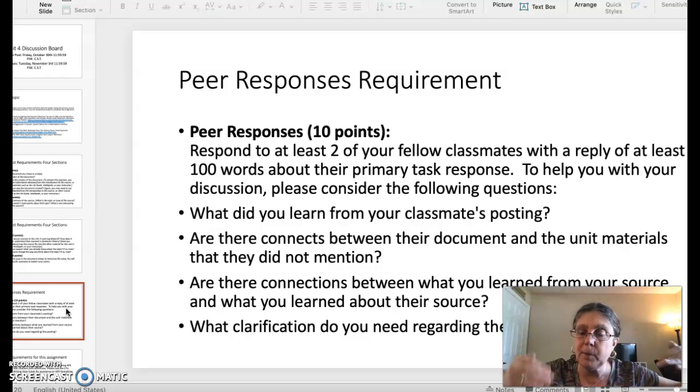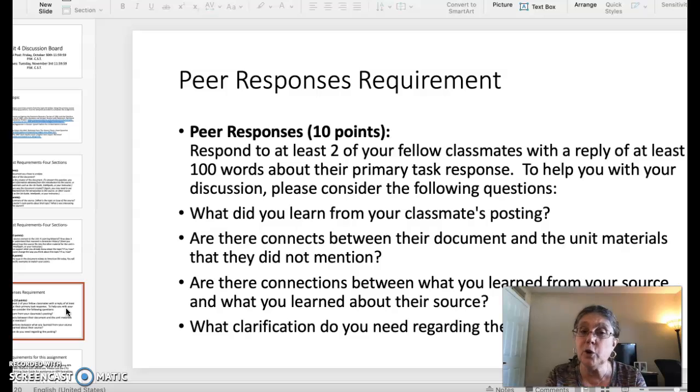You want to tailor your post to your classmates' post, okay? And you want to answer the following 4 questions. And if you do so, you will have no problem getting the 100-word requirement in. So here are the questions you should be asking when you tailor make your post to your classmates' post.